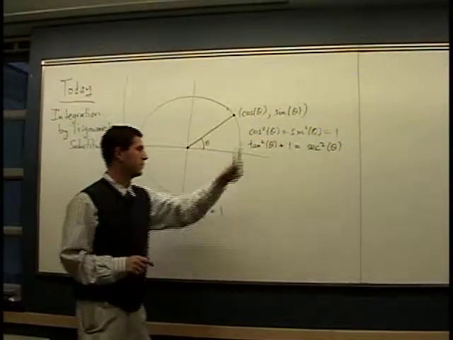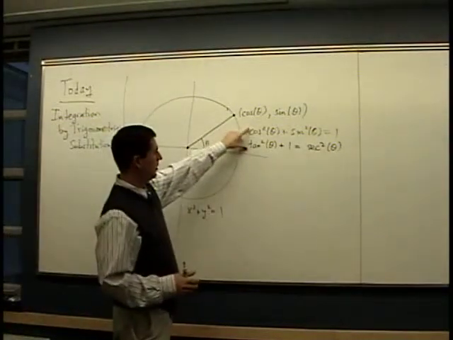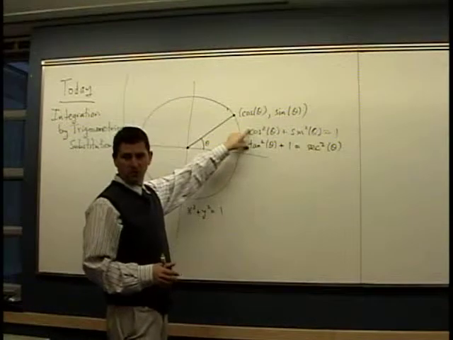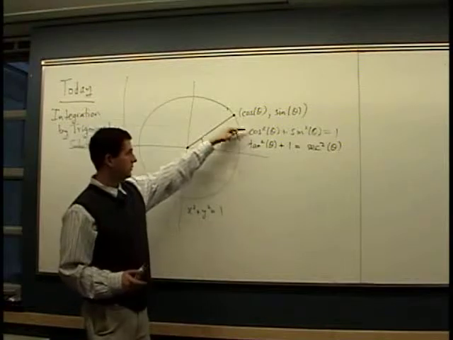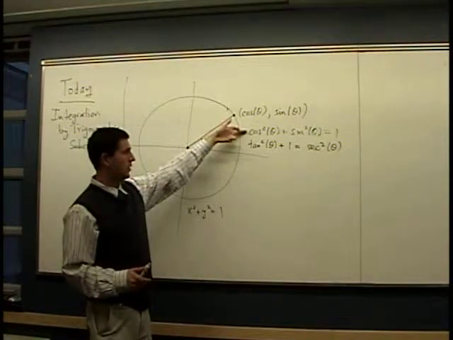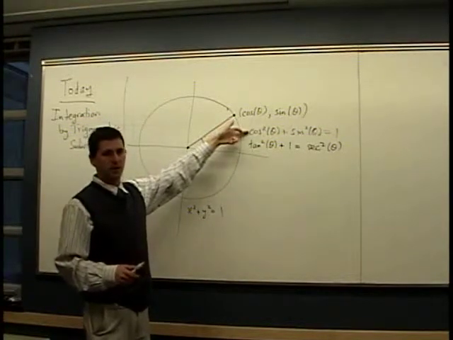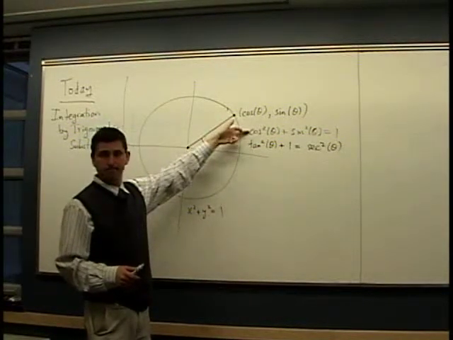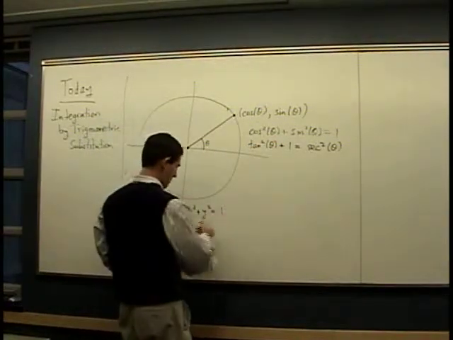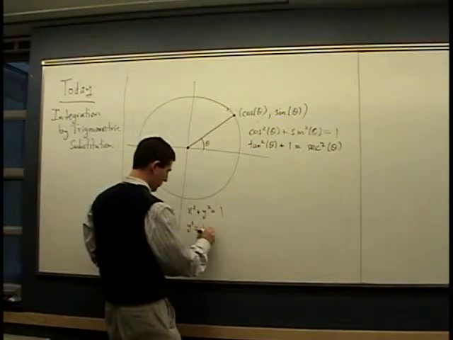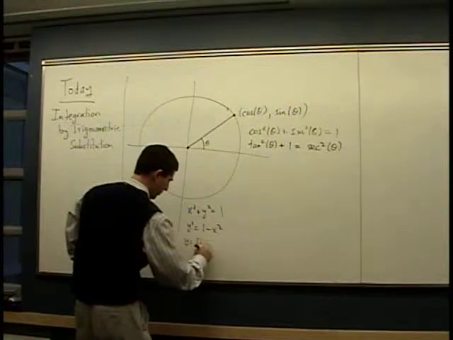Which really just comes from this first one. All right, so we're going to use these two formulas to build a substitution method. So, for instance, if we take this equation, then we know that cosine squared is 1 minus sine squared. On the other hand, we could do the same thing with this equation: y squared equals 1 minus x squared. Or, if you like, y equals the square root of 1 minus x squared.